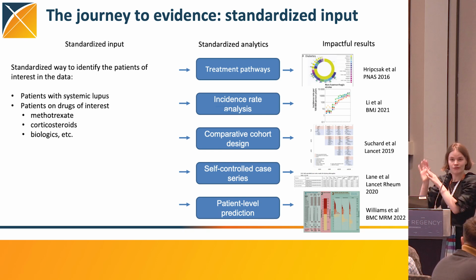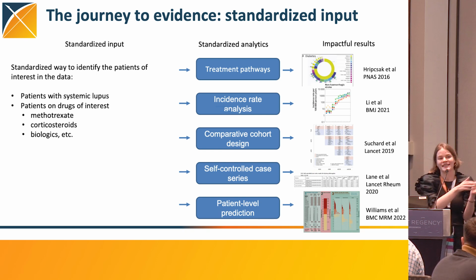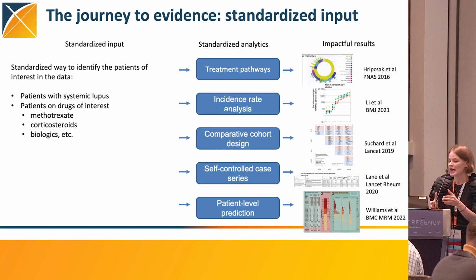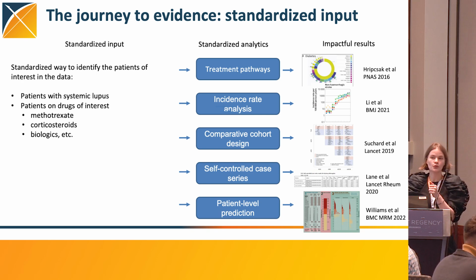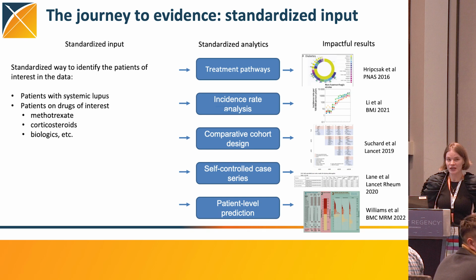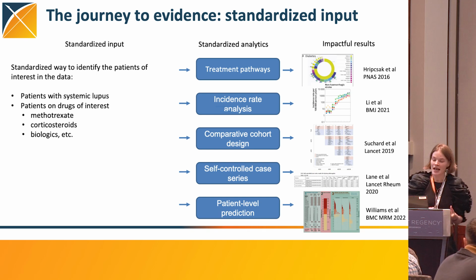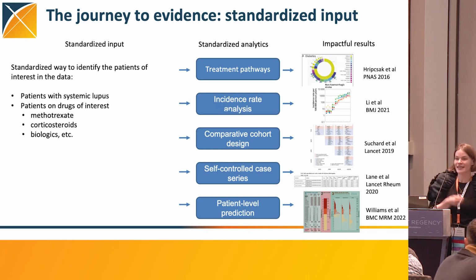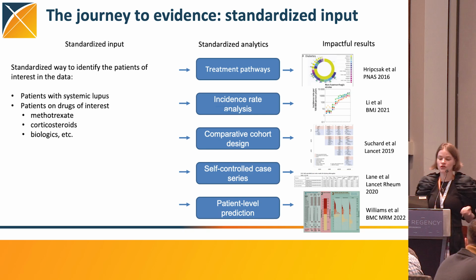And here, being very specific, what we need to standardize is the way we identify patients of interest. And if we talk about treatment pathways for lupus, we first need to find patients with lupus in our data, and we also need to find patients that are taking drugs of interest, like methotrexate and corticosteroids.